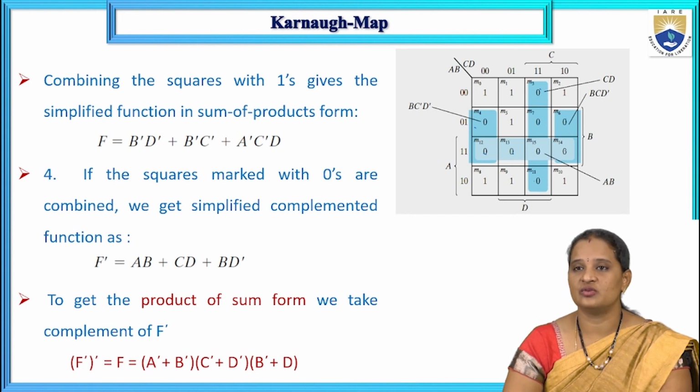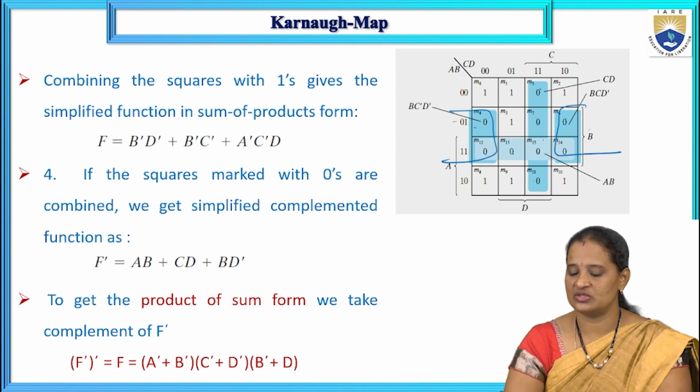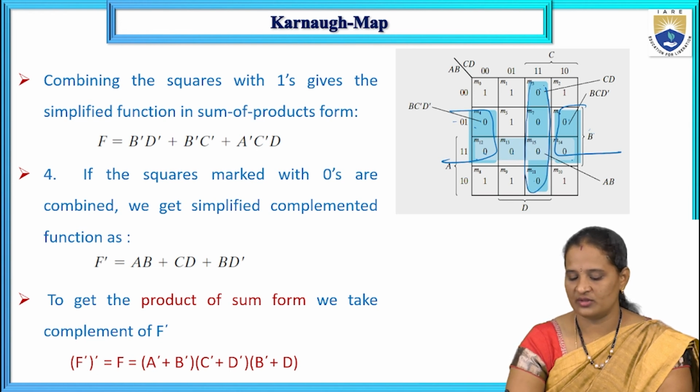Now group only zeros. Now form the groups of zeros. So how can I form the groups here? I can form a quad with these 4, because these 2 are adjacent, these 2 are adjacent, and again these 2. So all these 4 are adjacent to each other. So zeros are covered. Now I can form one more quad with this, so I can cover all these 4 cells.